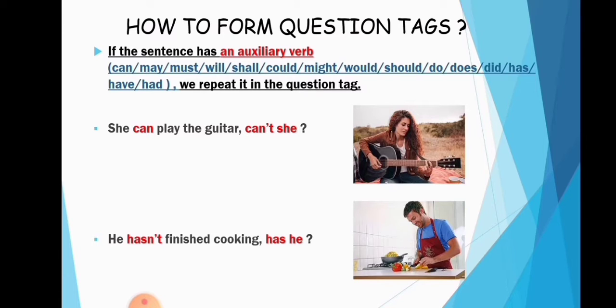How do we form question tags? If the sentence has an auxiliary verb, we repeat the auxiliary verb in the question tag. For example, she can play the guitar, can't she? So in the sentence, the auxiliary verb is can. Then we repeat the auxiliary can in the question tag. It becomes can't she? Another example, he hasn't finished cooking, has he? The auxiliary verb in the sentence is hasn't. Then we repeat the auxiliary verb has in the question tag, but it should be positive. It becomes has he?